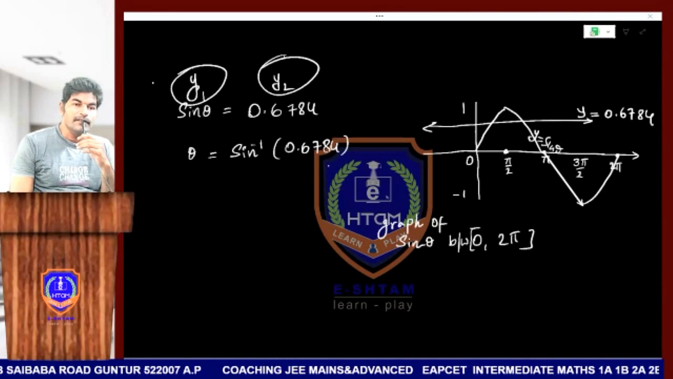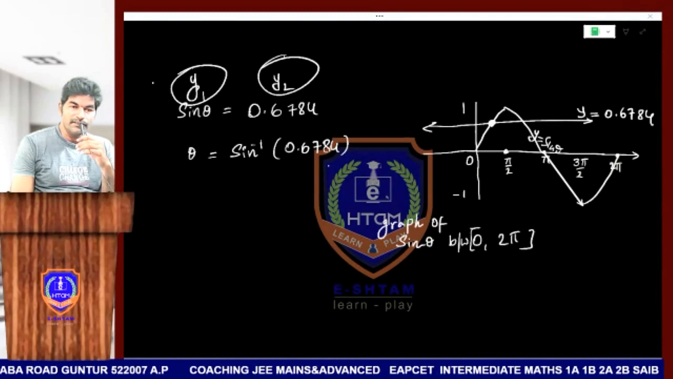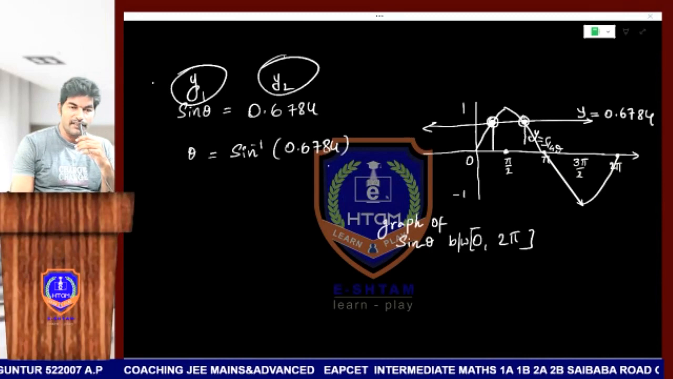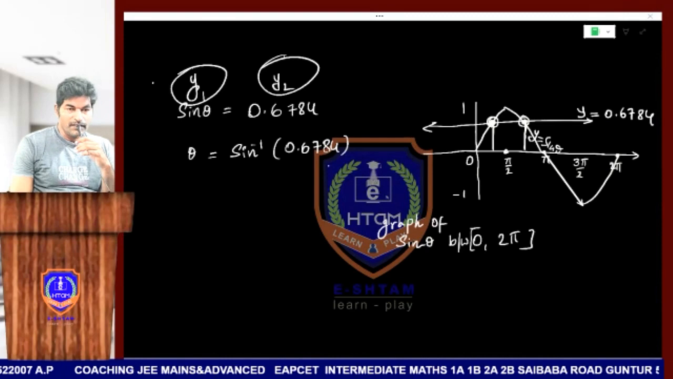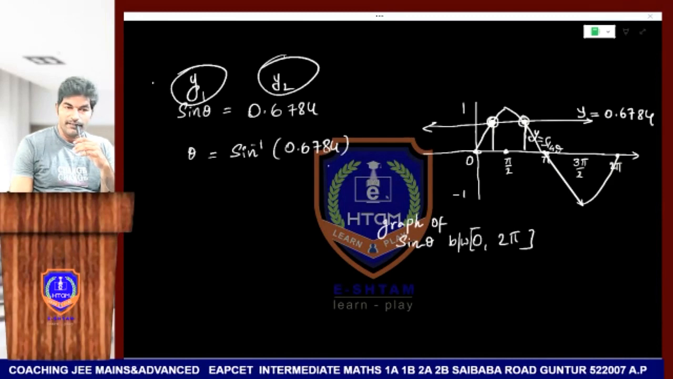Now identify the locations where these two meet. Those particular x's are our solutions. How many are there? They are 2. One is more than 0, as you can observe from the graph, and the other one is below pi.